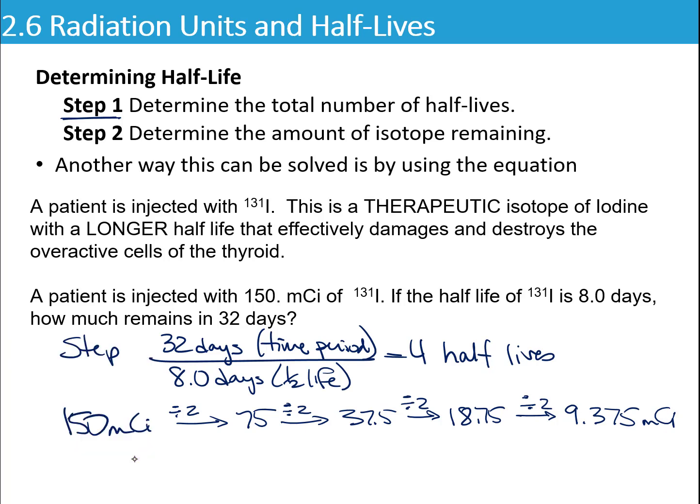So now, last thing, you look back at your numbers. How many significant figures in 150? 3, because see the decimal place? I did that on purpose. So 3 significant figures. How many significant figures in 8.0 days? 2. How many significant figures in 32 days? 2. So look at your measured numbers. I'm going to have to round to 2 significant figures. So what would I put my answer as? 9.4. Exactly. And it's mCi. Okay? Just follow those steps.